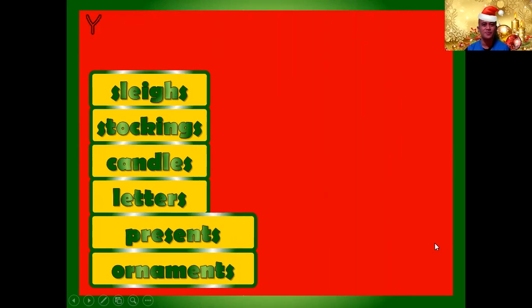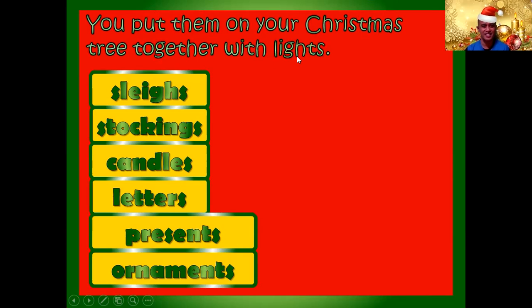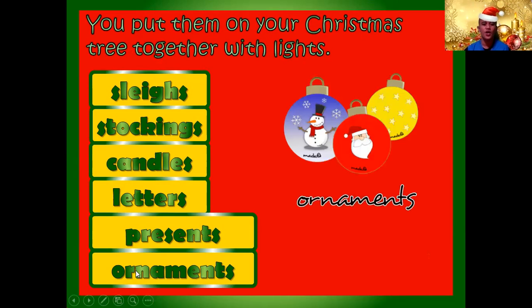Next. You put them on your Christmas tree together with lights. So when you have a Christmas tree, you have the beautiful lights that make it bright, and then you put these things on the Christmas tree. What do we call them? They are called ornaments. The circle balls, they are called ornaments. Ornaments.